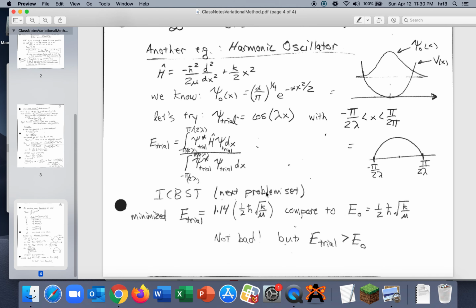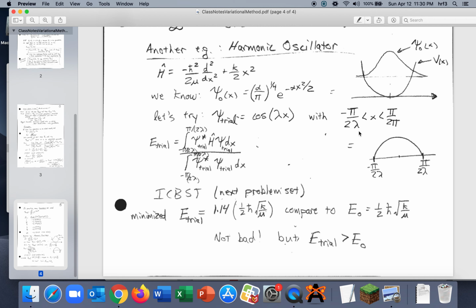Let's look at just another example quick, and then I'll be done. Harmonic oscillator, here's a Hamiltonian. We also, again, know the ground state. We know this one actually is a Gaussian, so it's shaped kind of like that for the ground state wave function. Let's try a trial function that is a cosine. That's also a function that has curvature downward. The shape isn't quite right, but it has the same basic idea anyway.